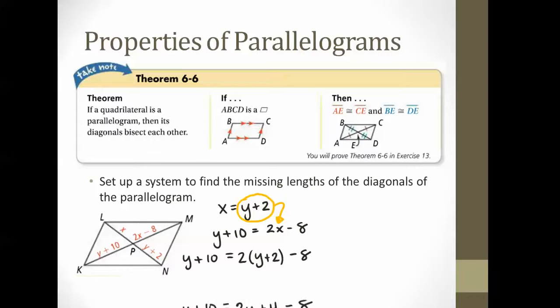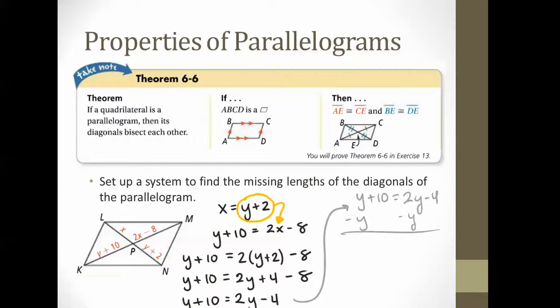I need to distribute. I get that. Y plus 10 equals 2y plus 4 minus 8. Combine like terms. Y plus 10 equals 2y minus 4. Subtract y from both sides. Get 10 equals y minus 4. Last step, add 4 to both sides. So y equals 14. Now I can solve for x. Plug 14 in for y into that first equation. 14 plus 2 is 16, so x is 16.